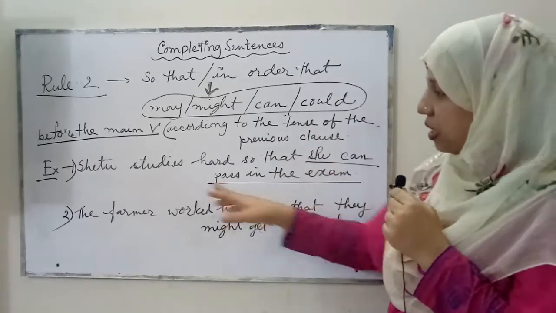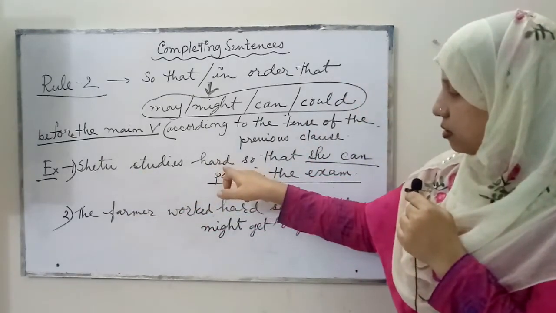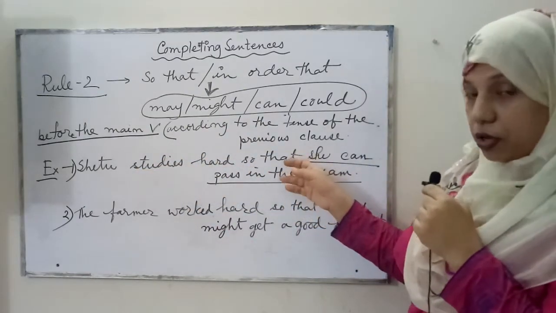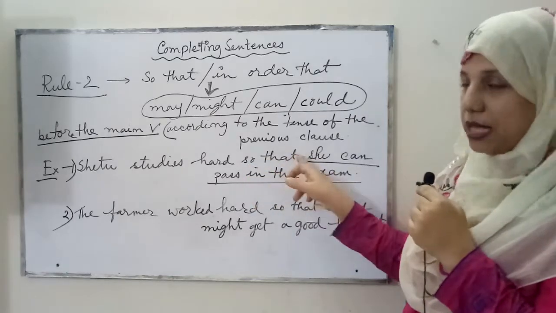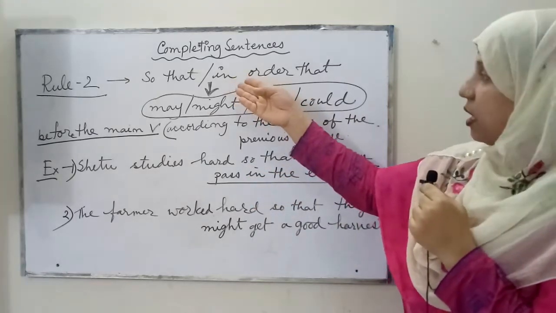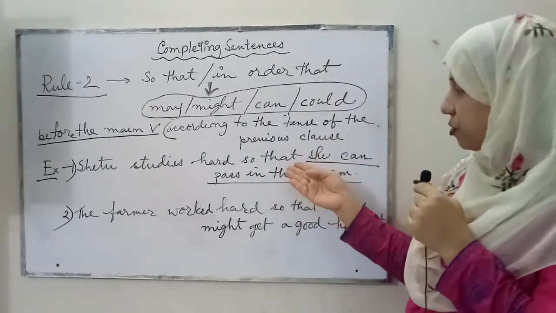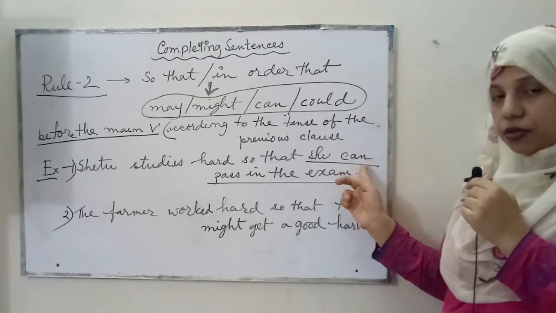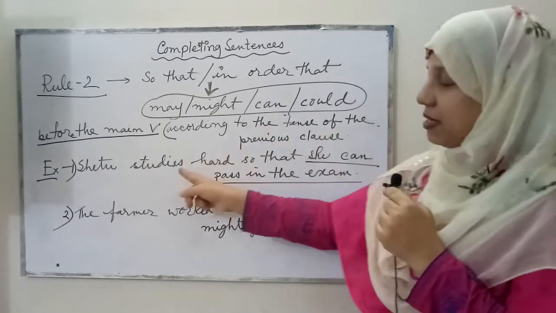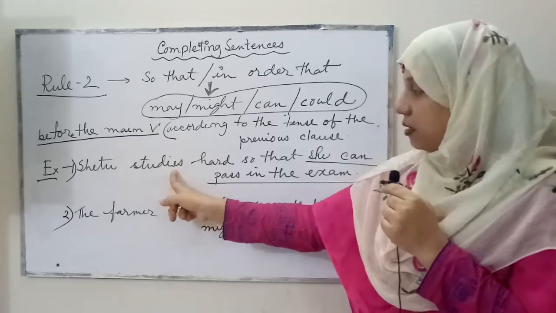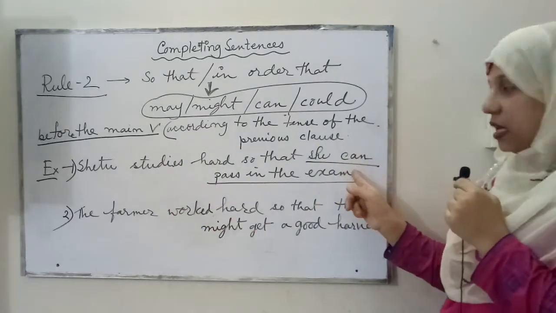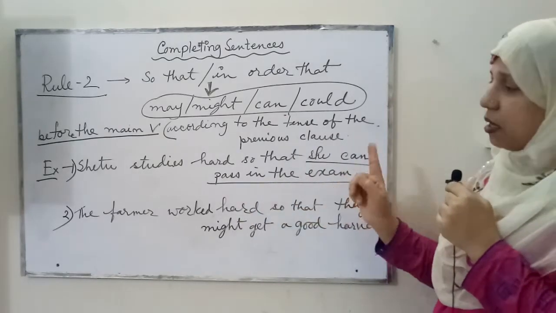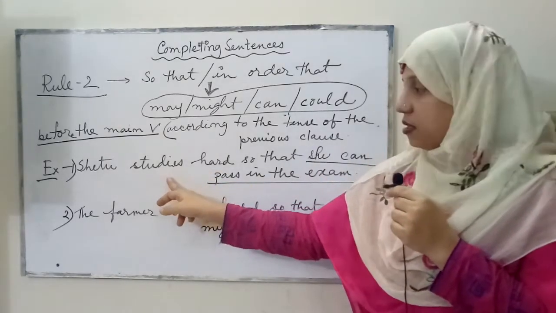Let's see an example. Shetu studies hard. So that, you see at the incomplete sentence there is so that, or here in order that can also be used. Now after that, she can or could. Of course, here the tense is present tense, and that's why it will be can, so that she can pass in the exam.